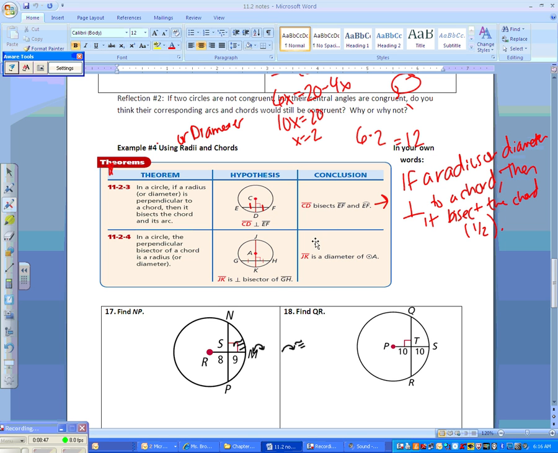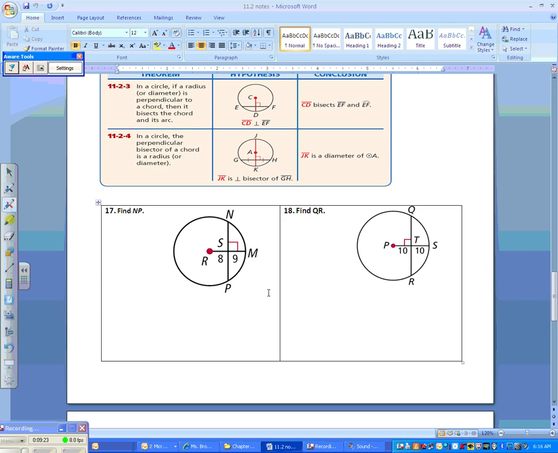And the opposite is true as well. If you have a chord, I'll call this chord number 1, and it bisects a second chord perpendicularly, so it meets at a right angle and it bisects it. It's a perpendicular bisector. That means that chord number 1 is either a radius or a diameter.